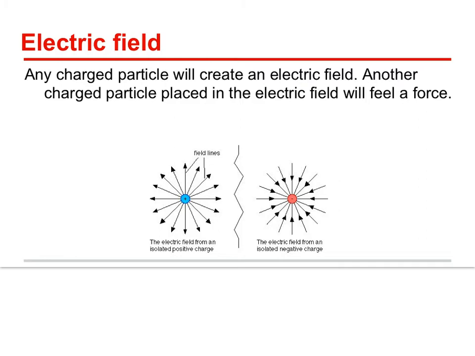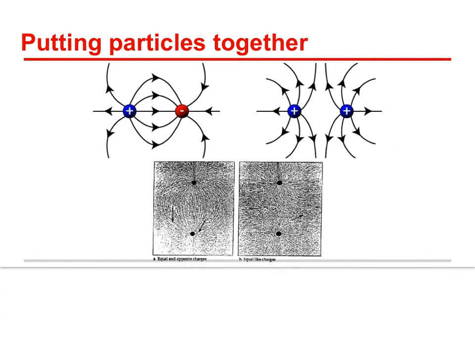Any charged particle will create an electric field. If I put a charged particle in that electric field, it will feel some type of force. So for an example, I have a positive field. So this is when I don't have any charges around. For a positive proton, this is what it's going to look like. We see the arrows are pointing outwards. However, for a negative particle, we're going to see that they're going inwards. We'll talk about how we can tell that in a moment.